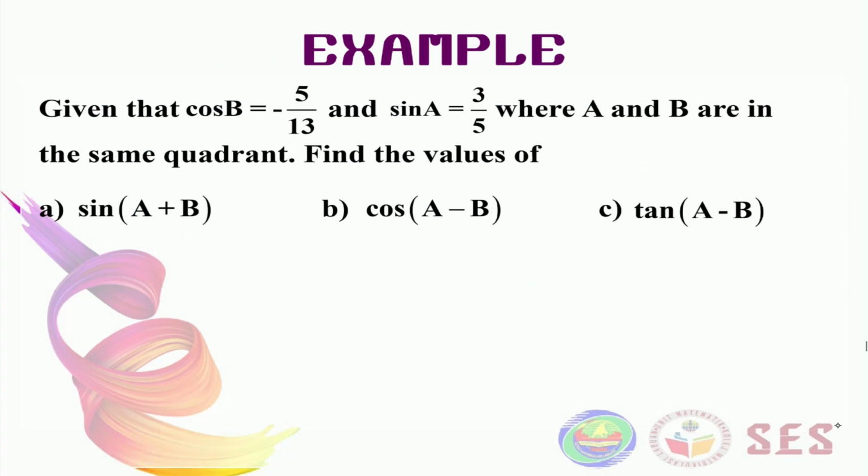In this question, we are given cos B equals to minus 5 over 13. And we are given sine A equals to 3 over 5, which both of them lies in the same quadrant. We've seen this type of question before. We are not supposed to find the value for the angle A and angle B. So we are going to try and find the answers without finding its value.